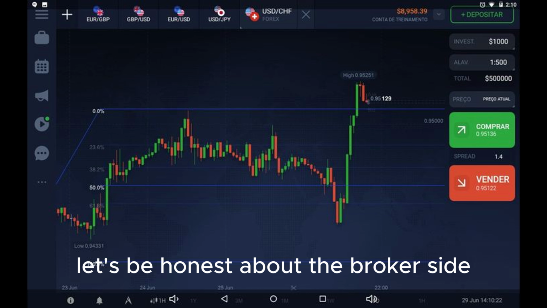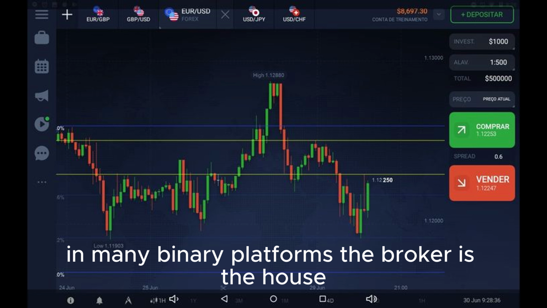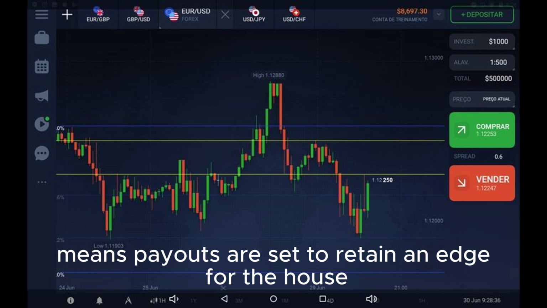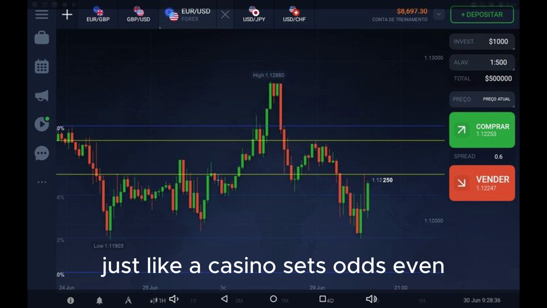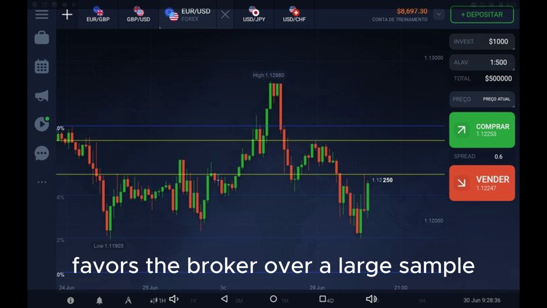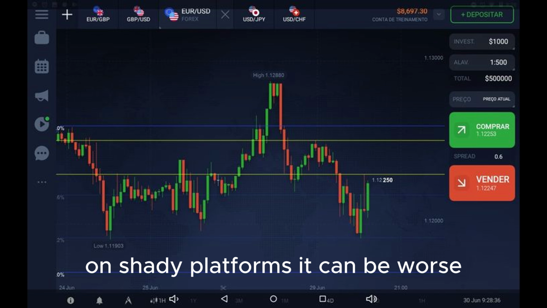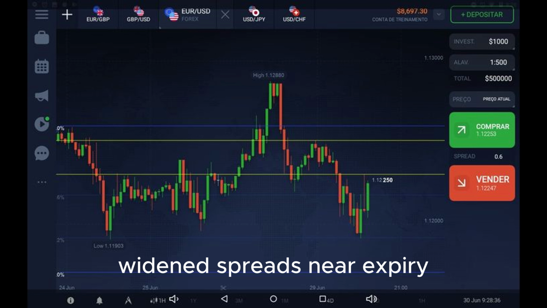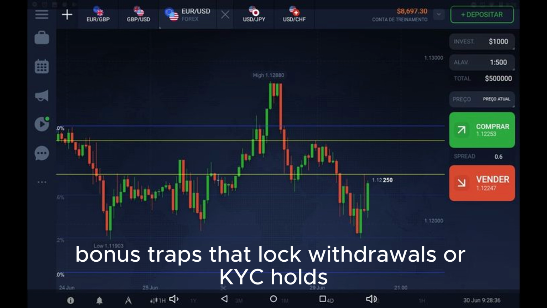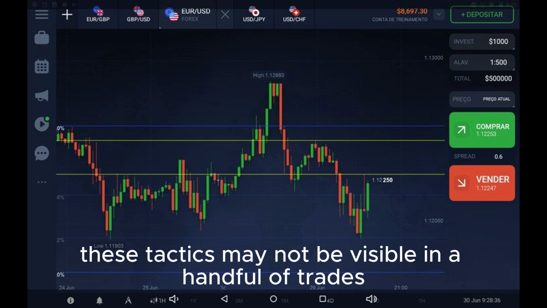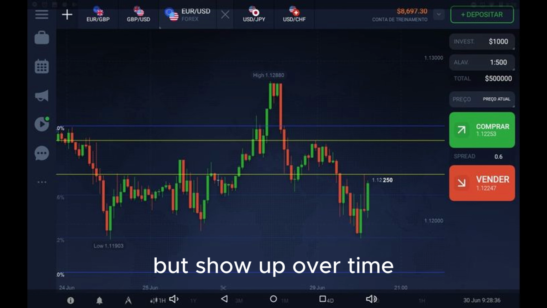Let's be honest about the broker side. In many binary platforms, the broker is the house. Your loss is the broker's win. That conflict of interest means payouts are set to retain an edge for the house, just like a casino sets odds. Even on legit platforms, the asymmetric payout mathematically favors the broker over a large sample. On shady platforms, it can be worse: quote delays, widened spreads near expiry, sudden freezes, bonus traps that lock withdrawals, or KYC holds once you become profitable. These tactics may not be visible in a handful of trades, but show up over time.